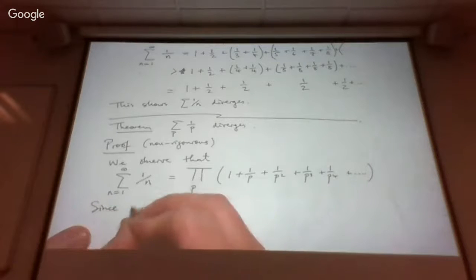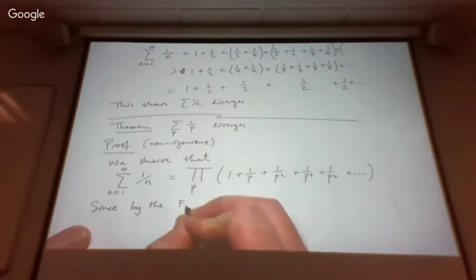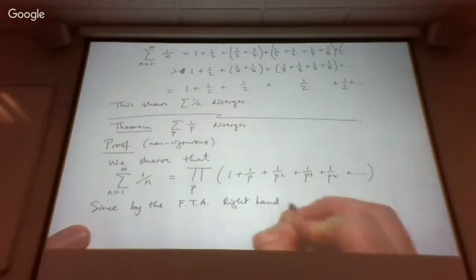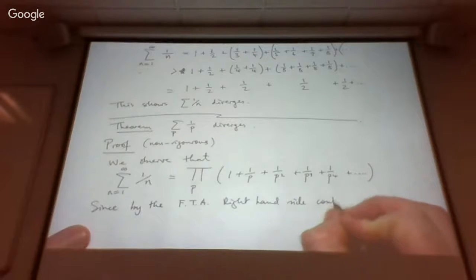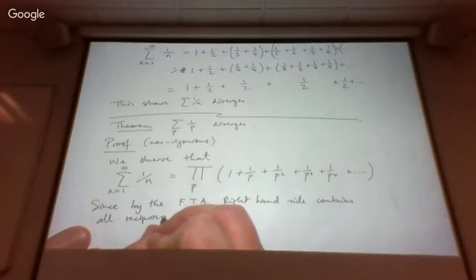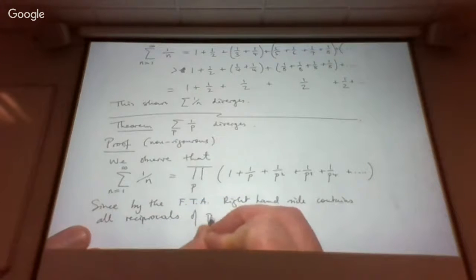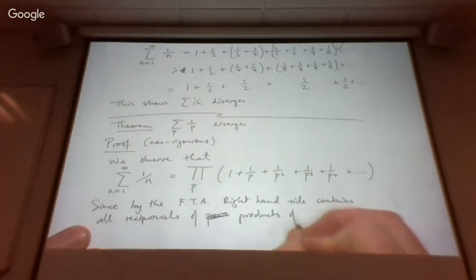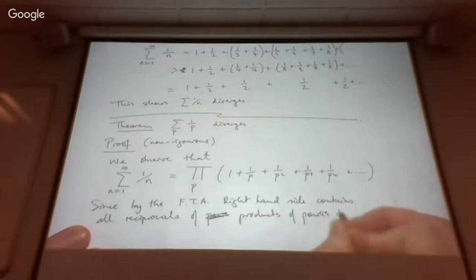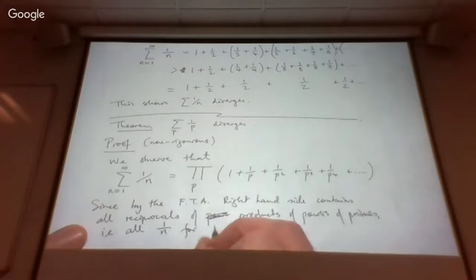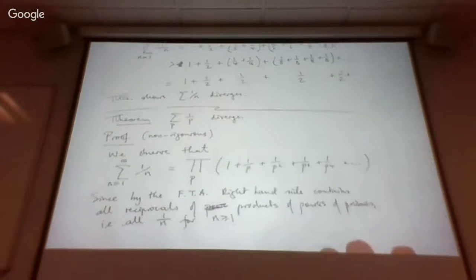Since by the FTA, the fundamental theorem of arithmetic, the right-hand side contains all reciprocals of products of powers of primes, i.e., all 1 over n for n greater than or equal to 1.